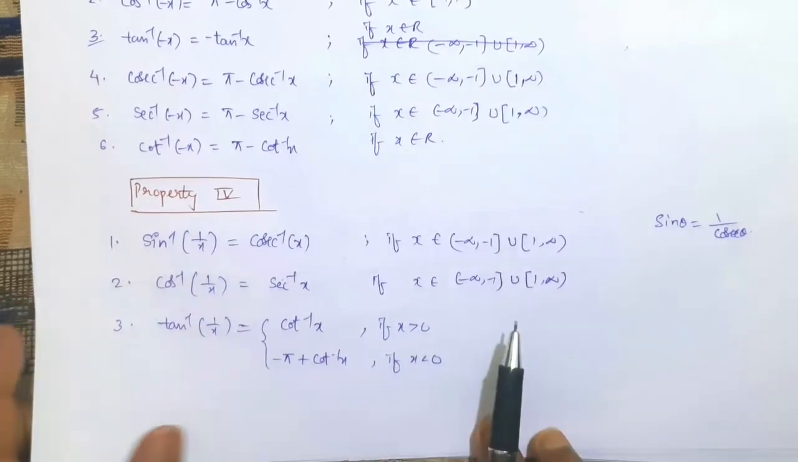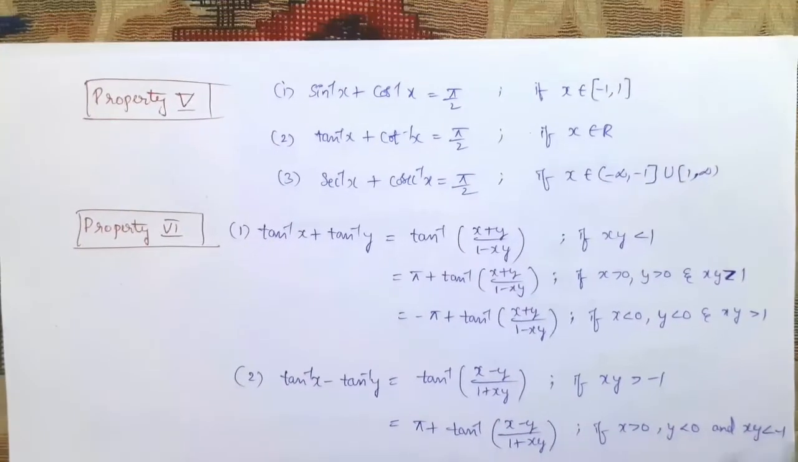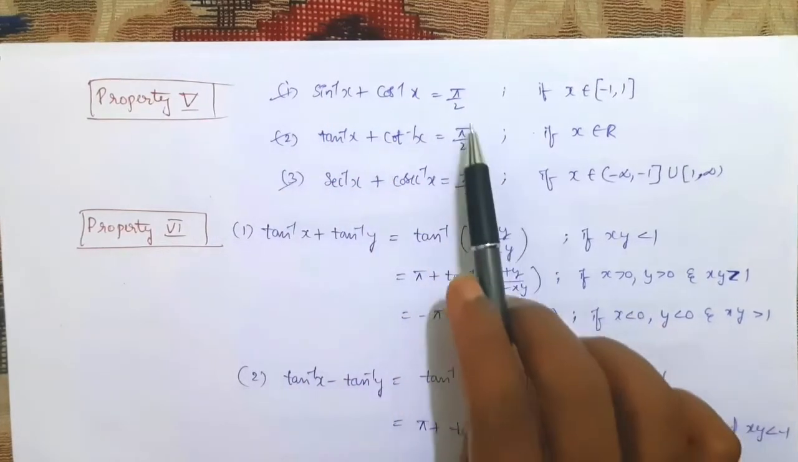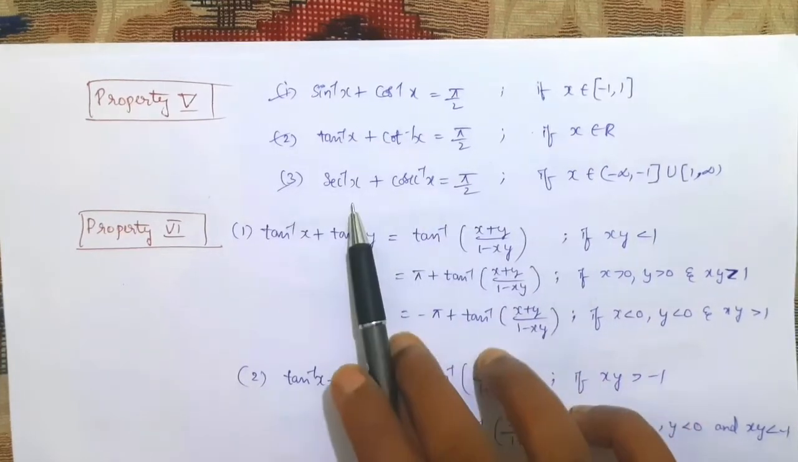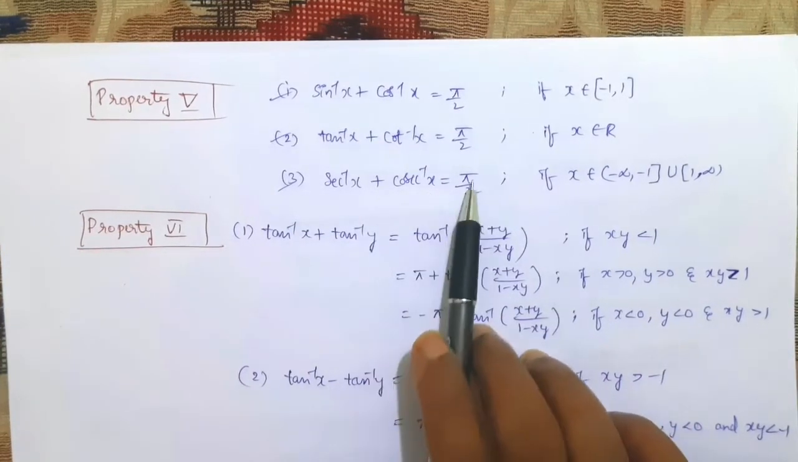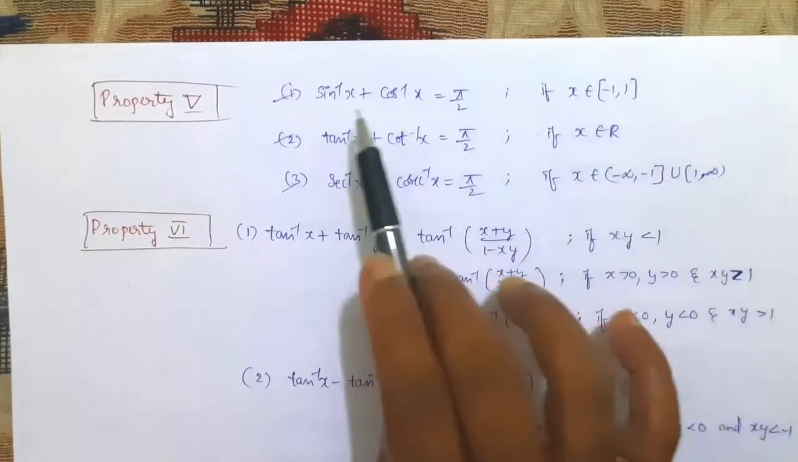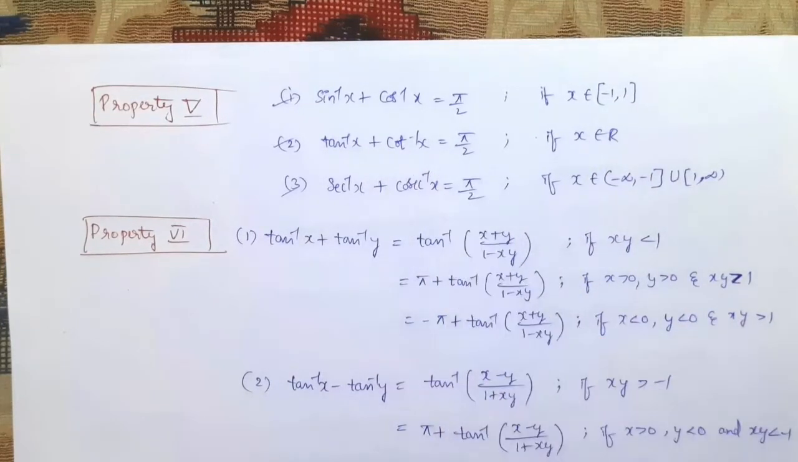Remember carefully. Next, property number 5, which is very important. Sin inverse x plus cos inverse x equals pi by 2, tan inverse x plus cot inverse x equals pi by 2, secant inverse x plus cosecant inverse x equals pi by 2, only in terms of these regions. Nothing but the sin inverse and cos inverse domain minus 1 comma 1. Only in these regions.